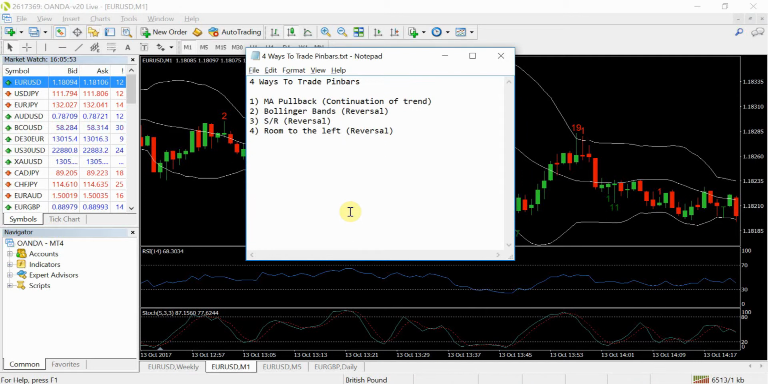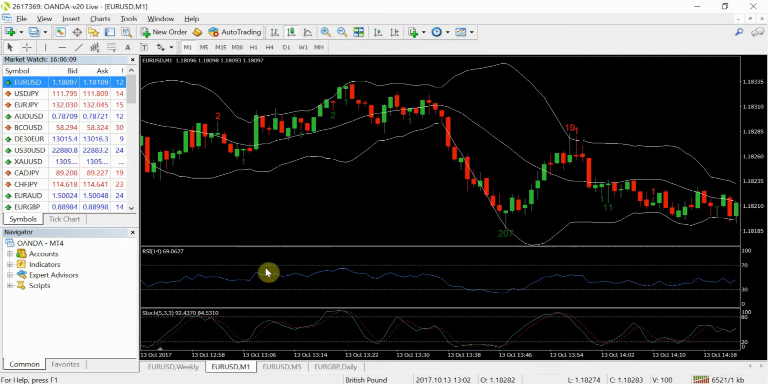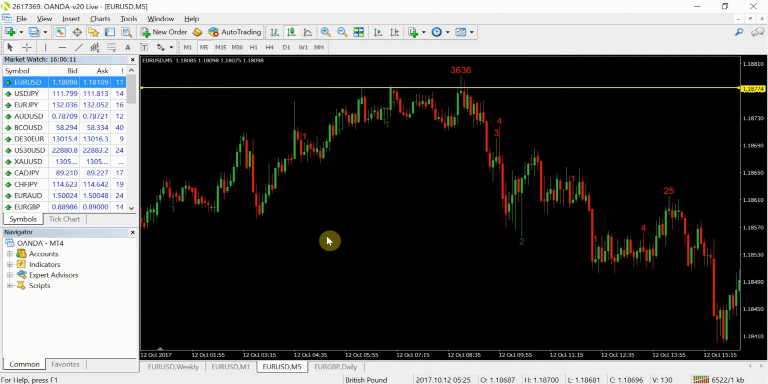So the third way is support and resistance level. I showed you in the MA pullback one that another confluence level is where price was at a support and resistance level, which was more likely for the pin bar to succeed. So in this example that I'm going to show you, a chart on the Euro USD on a 5-minute chart, mid-October, 12th of October, and the pin bar. It doesn't take a genius to work out which pin bar we're looking at here. We're looking at this pin bar over here that has the number 3,636.